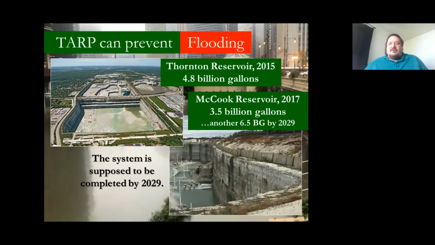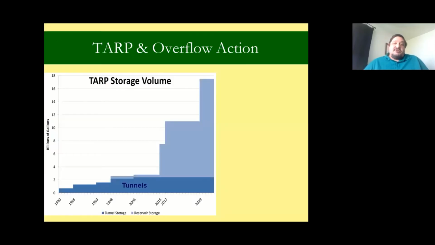McCook Phase 1 opened in 2017, 3.5 billion gallons, with another 6.5 billion gallons being scheduled to open in 2029. So the system is not done yet. Technically, advocate for it being done. This is a great thing, and we'll all be much safer when it is. If we look at TARP storage capacity, here are the tunnels at about 2.3 billion gallons of capacity. The Thornton Reservoir and McCook Phase 1 jumped our capacity up to about 11 billion gallons total, and Phase 2 will be about 17.9, I believe it is, by the time that's all done.